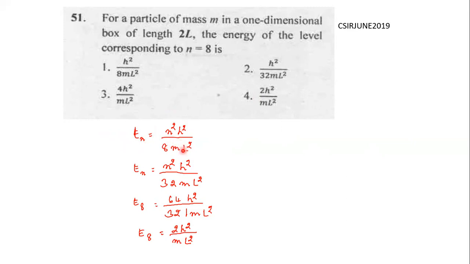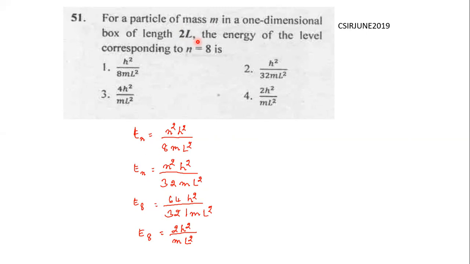The only change we should make here is the length of the box. This is the general expression of a box of length L, and in this case the length is 2L. So substitute L by 2L, then instead of L square, you will get 4L square. That 4 into this 8 makes 32 m L square. n square h square by 32 m L square is the energy expression for the box of length 2L.